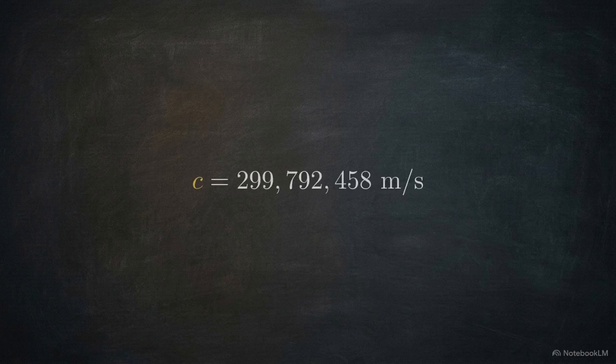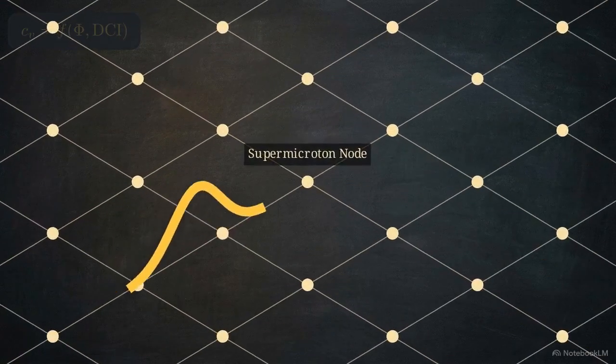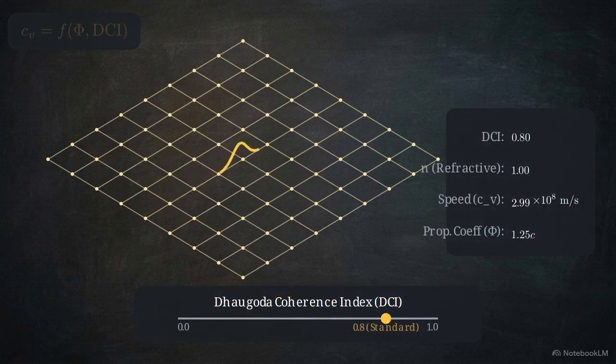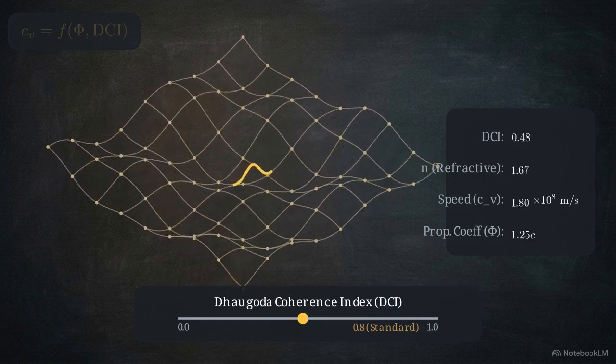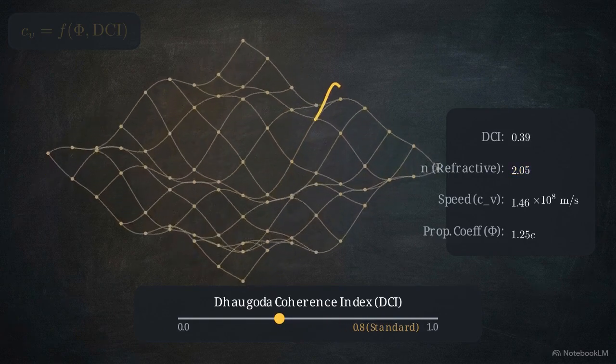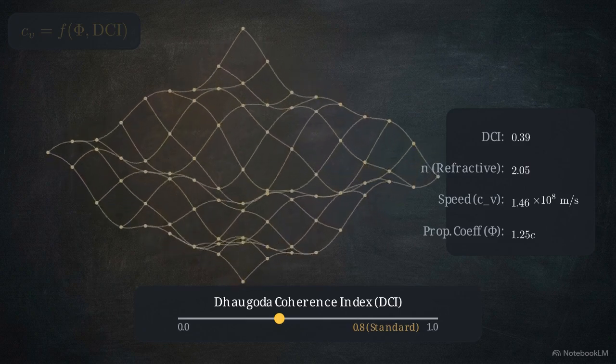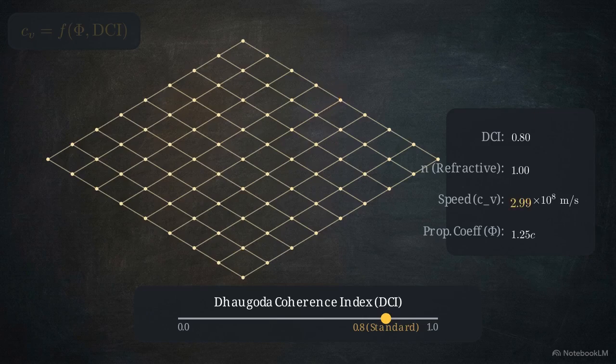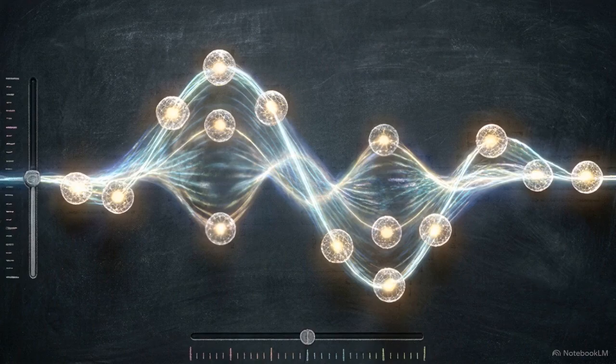Because the vacuum possesses a measurable lattice tension, the speed of light becomes a parameter we can calculate and eventually manipulate. This tension is measured by the Dhaugoda Coherence Index, or DCI. Traditional refractive index, why light slows in glass, is just the localized DCI. The standard speed of light in a vacuum only occurs when the field maintains a coherence index of 0.8. This velocity is tied directly to the fundamental frequency of the supermicroton field.